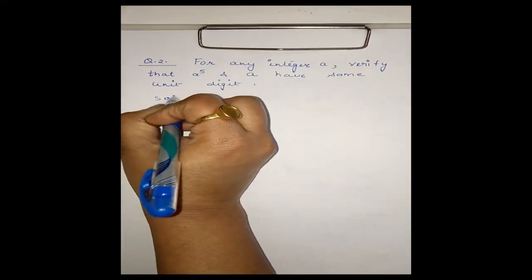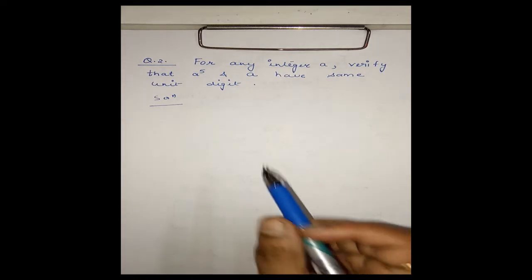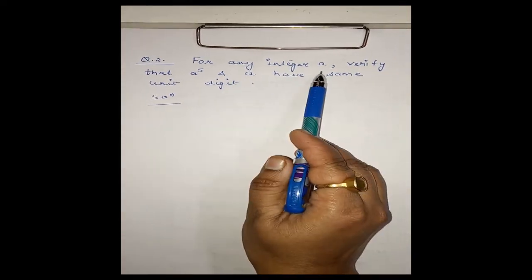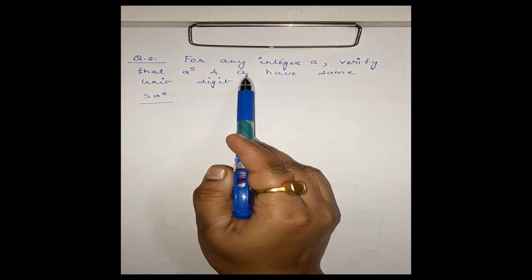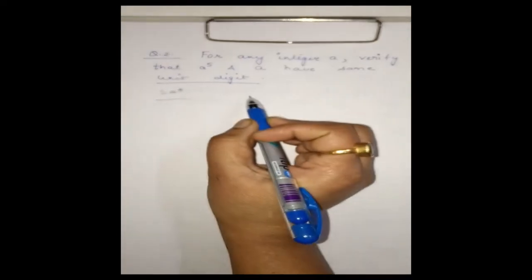For any integer a, verify that a power 5 and a have the same unit digit. Okay, we have to prove this. For any integer a, we have a power 5 and a have the same unit digit. That we are going to prove now.